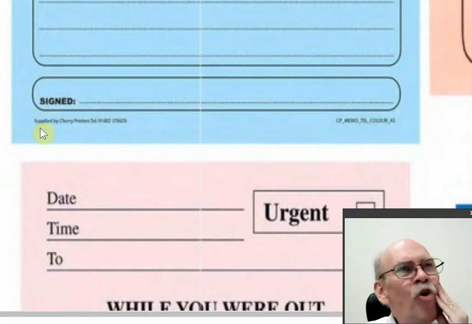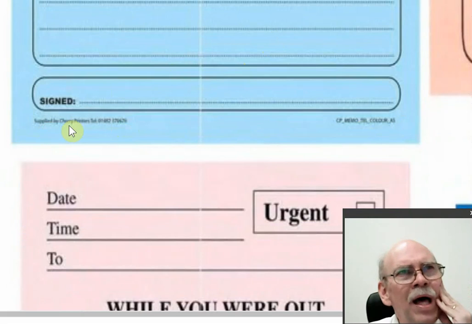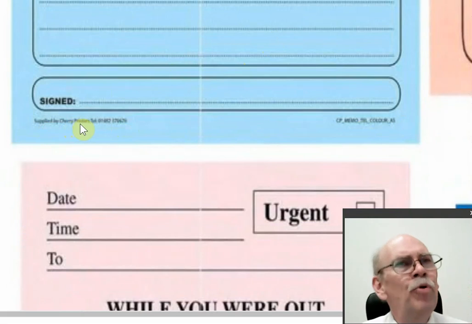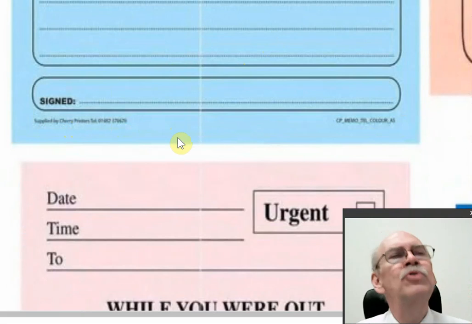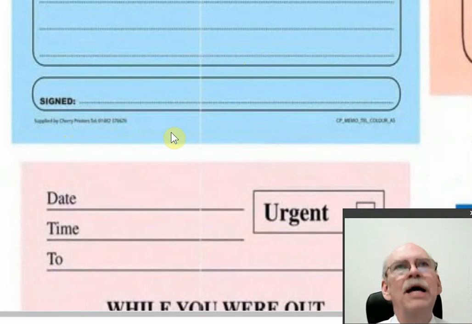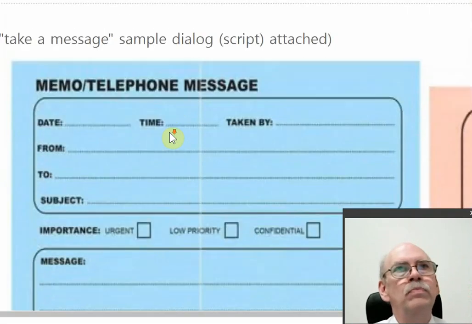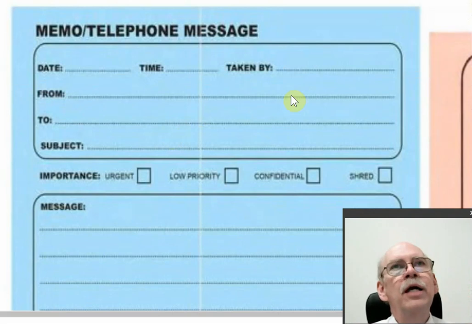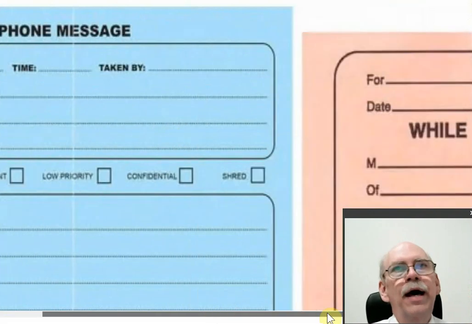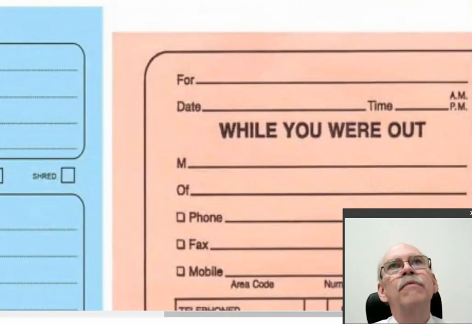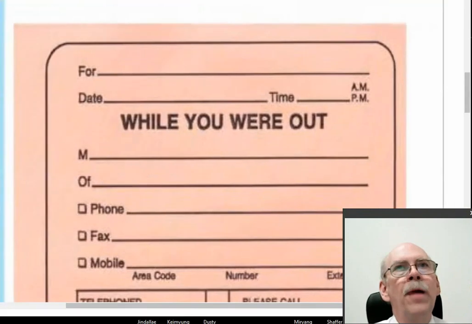At the bottom of this form, you see this tiny little type. It's really hard to read. It basically says something like, supplied by Cherry Printers, or whoever produced this document. Absolutely not important. Let's take a look at the second form. I like this one better.